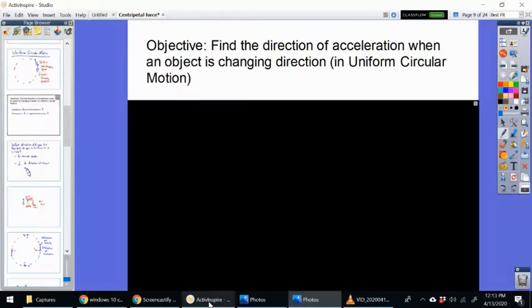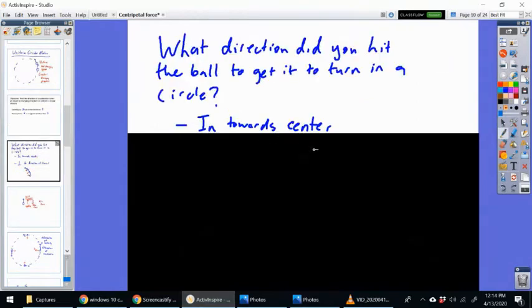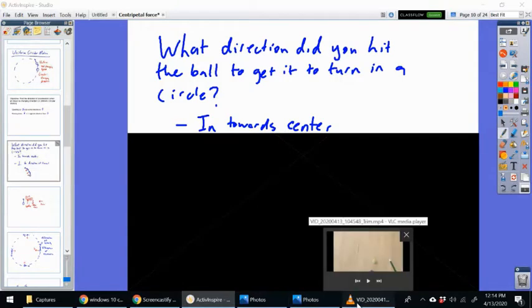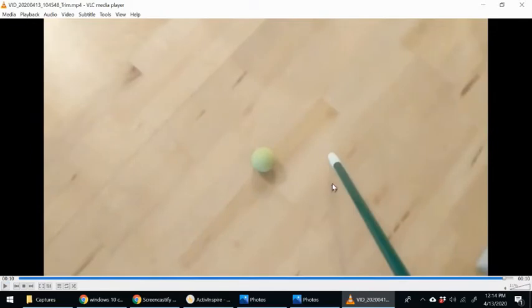So we're getting an idea that maybe the acceleration is in towards the center of the circle. Let's take a look at the ball example and see if we come to a similar idea. So here's the ball video. If you watch me tapping it, you can imagine where the center of the circle is, probably somewhere down here. Then you can see whether I am tapping it towards the center of the circular trajectory of that ball.